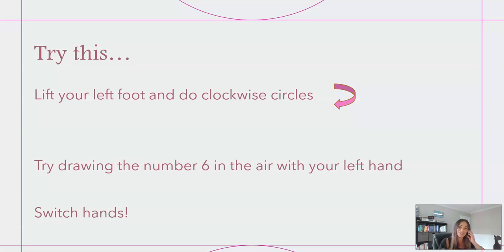Okay, well now I want you to switch legs and switch hands. So now you're going to do your left foot in a clockwise direction and use your left hand to draw a six. See if you can do that. So you're drawing a six and turning your left foot in the clockwise direction. My foot keeps changing directions. I don't know about yours. Okay, so you can try that again a little bit more later. Maybe you can challenge someone in your household to do that too.